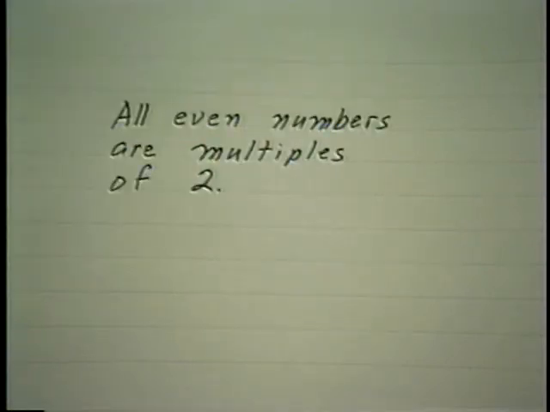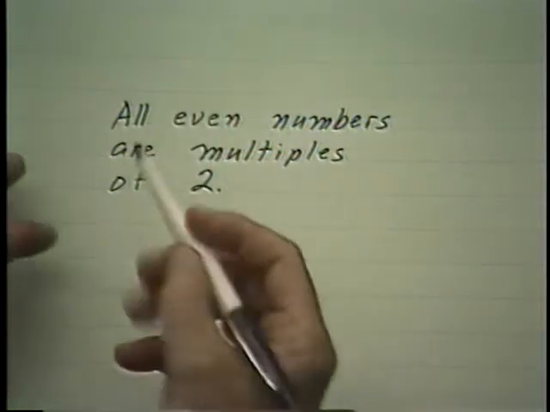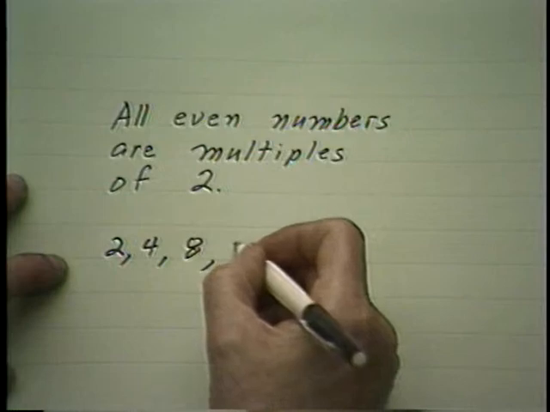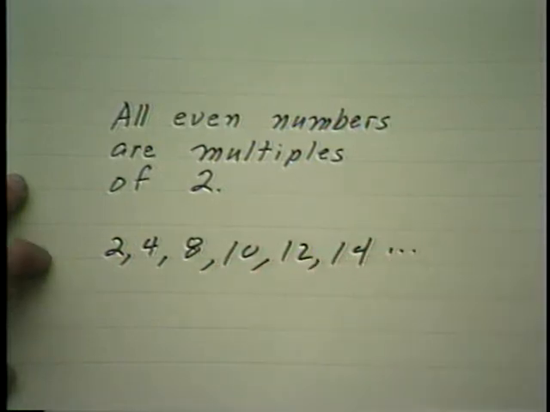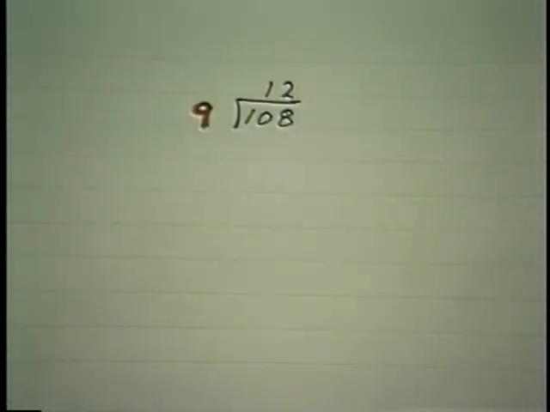Now, do you realize that this is a true statement? All even numbers are multiples of 2. That is, 2 will divide into every one of them. That's what we mean by an even number. So you see, this lesson is primarily about language and the use of one word in this math language, multiple. Let's look at this problem.